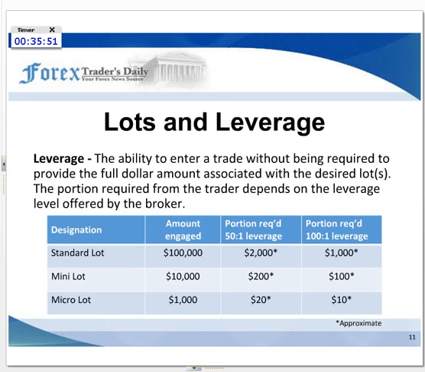But for the examples that you see here in this table, the amount engaged, or the amount that you're committing for one mini lot, is $10,000. However, the portion that you're going to need to be investing to control that one mini lot at a 50-to-1 leverage setup is about $200. Or if you had a 100-to-1 leverage setup with your broker, it would be about $100 to control or leverage that $10,000 in the market.